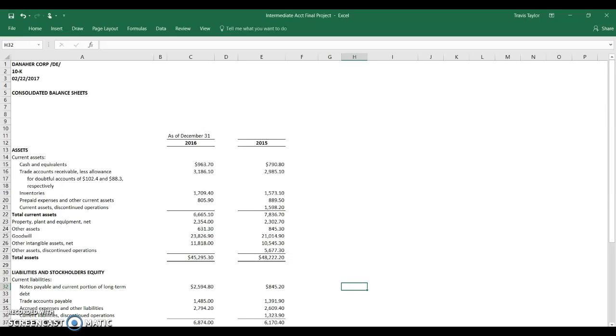I chose this company because I work for a subsidiary of Danaher. Danaher itself is primarily a holding company made up of several hundred operating companies, each one reporting up through a different business segment.